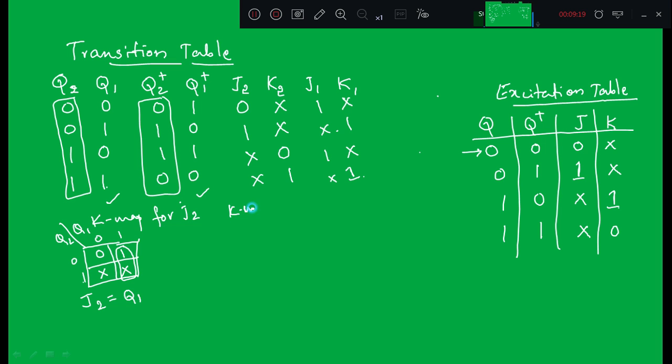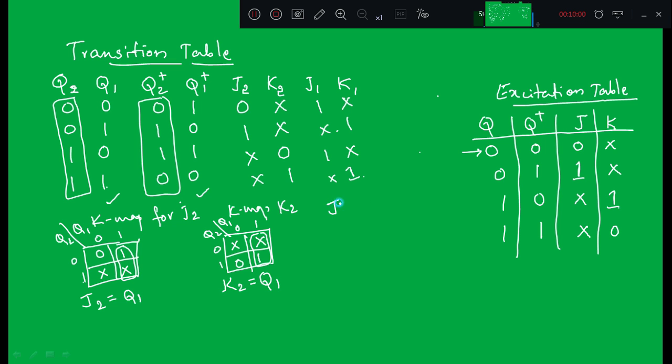Now the K-map for K2. Q2 Q1, 0 1 0 1. For 0 0, what is K2? For 0 0 it is don't care, 0 1 don't care, 1 0 is 1, and 1 1 is 1. Again we are going to group these 2 cells. So the expression for K2 is going to remain the same as J2, which is Q1, because we are grouping the same cells.